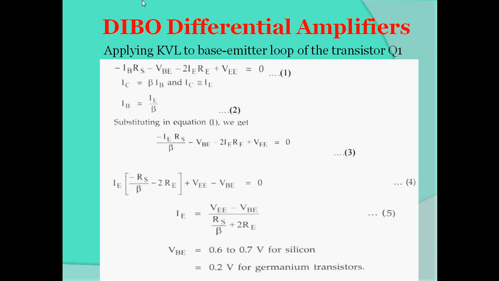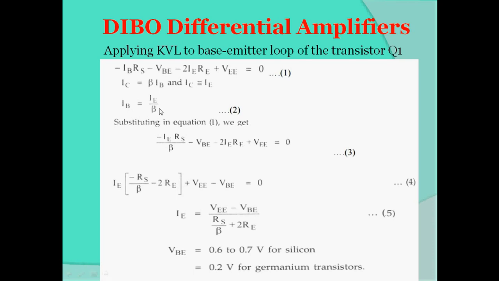Now in the first equation there are two current terms, IE and IB. So we want to represent this IB in terms of IE, as IC is equal to beta IB and IC is approximately equal to IE. We can rearrange simply by replacing IC by IE. IB is equal to IE divided by beta, or sometimes we denote this beta as beta DC, as we are dealing with the DC analysis.